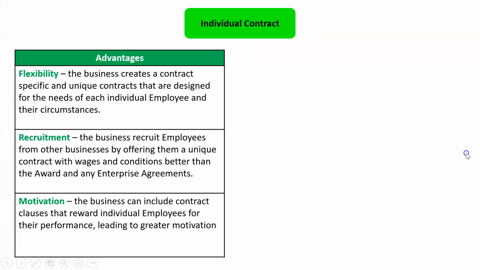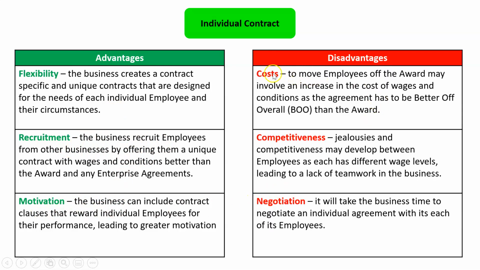Then we've got individual contracts. That's the most flexibility. You can have an individual contract for everyone. Great recruitment tool. We can offer workers a unique contract, and therefore we can tailor it to them and increase their motivation. Disadvantage is it's going to cost a lot more. Again, it's got to be better off overall, so it's probably going to be a higher wage.